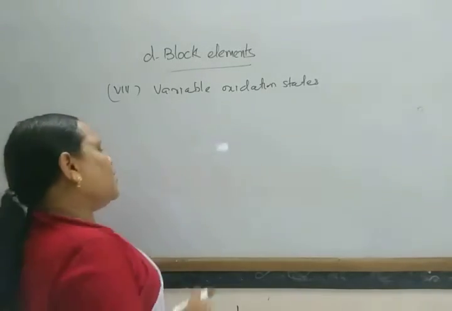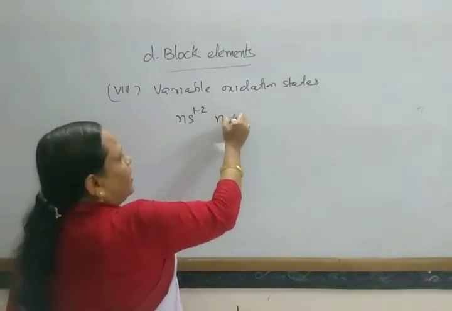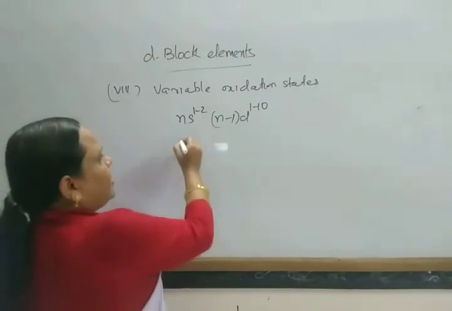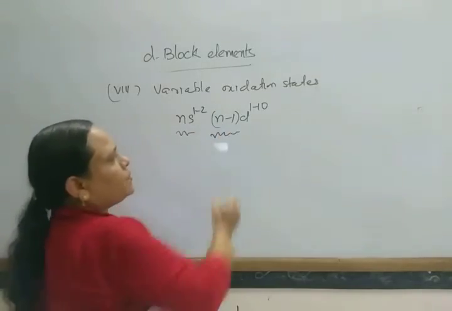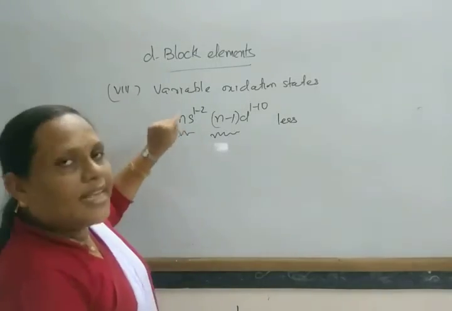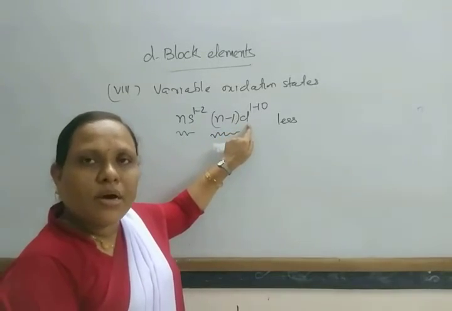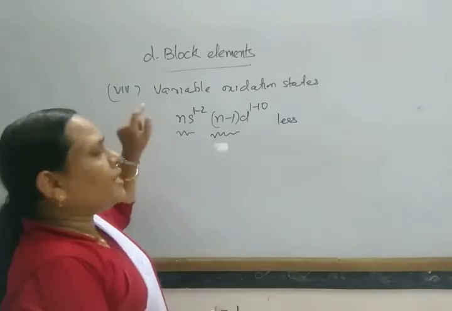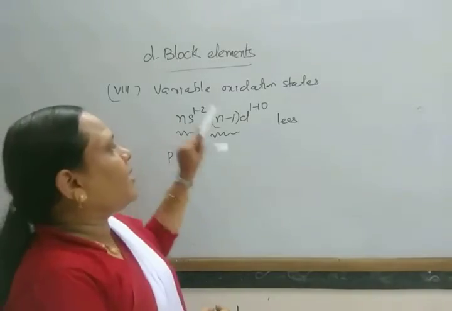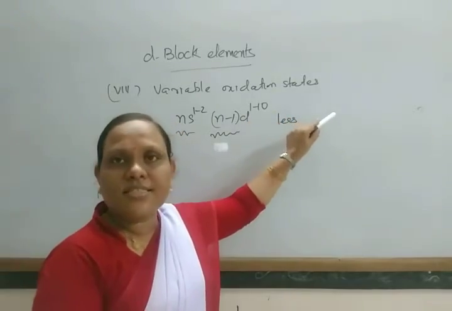And why is this? We know the general configuration is ns1 to 2 and (n-1)d1 to 10. So the energy gap between ns and (n-1)d is very less. As it is very less, some electrons from the s orbital and some electrons of the d orbitals also participate while forming compounds. So due to this participation of both ns and (n-1)d electrons, they possess variable oxidation states.